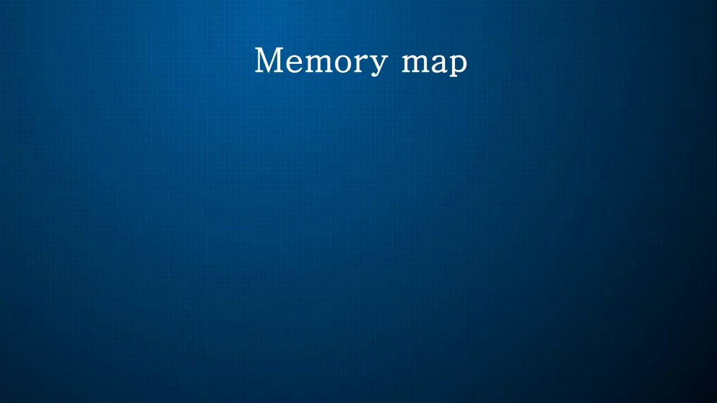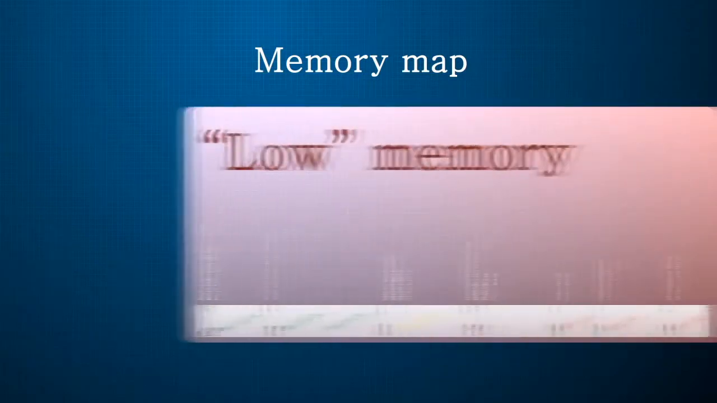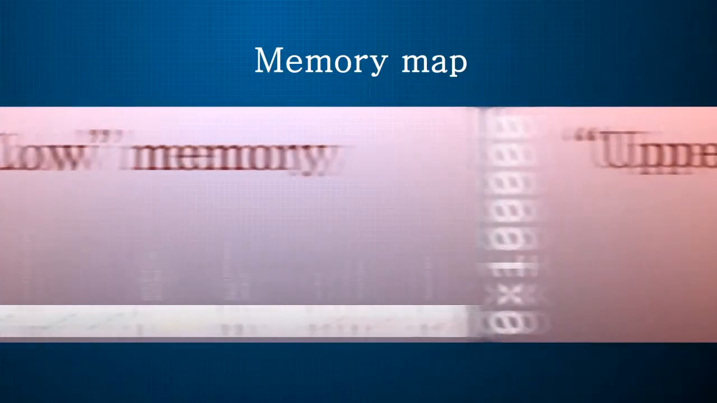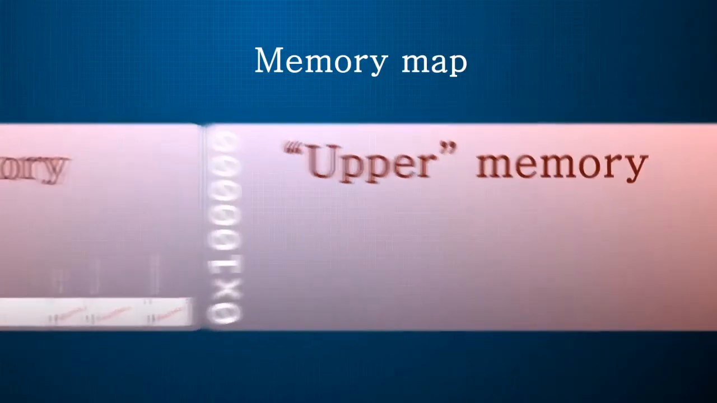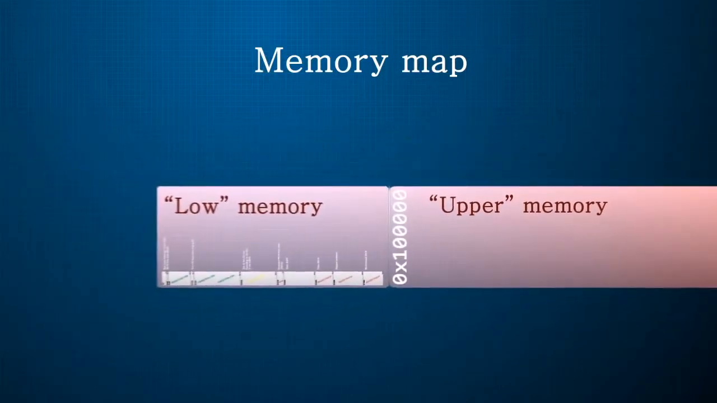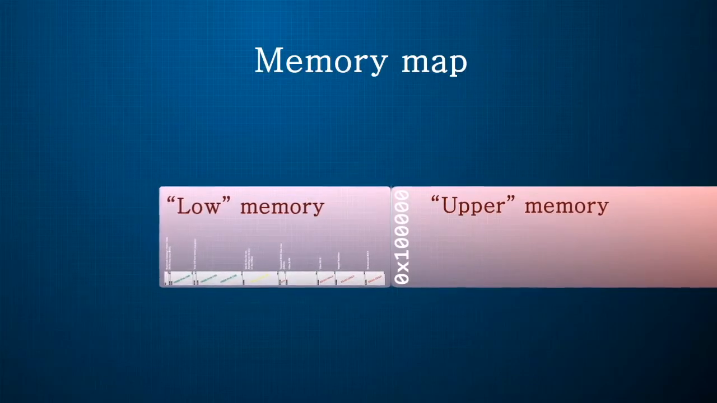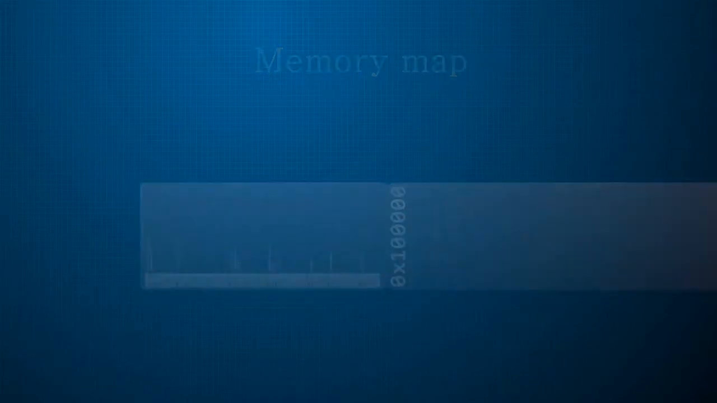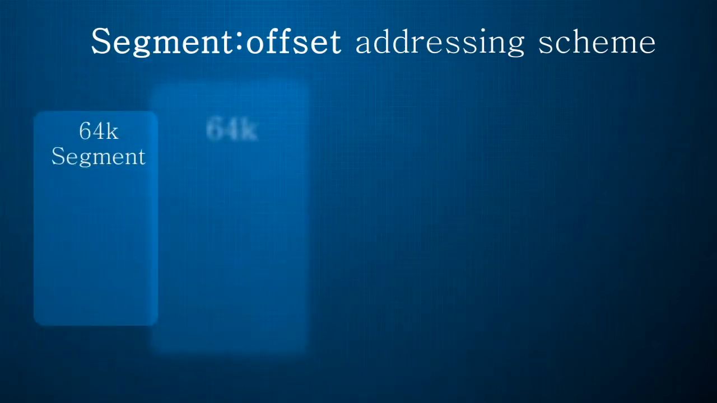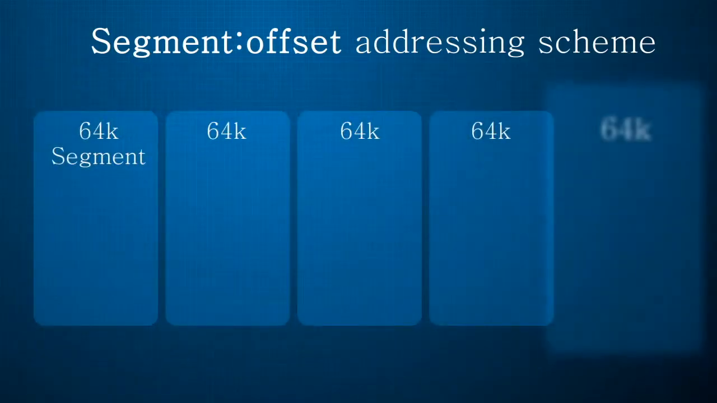So, on a standard computer there are two types of memory: lower memory, which is the memory below 1 megabyte, and upper memory, which is the memory above 1 megabyte. This separation appeared in the 16-bit era, when computers couldn't have more than 1 megabyte of RAM memory. Back in the 16-bit era, computer memory was limited to 64 kilobytes. To overcome this issue, computer engineers came up with the segment offset addressing scheme.